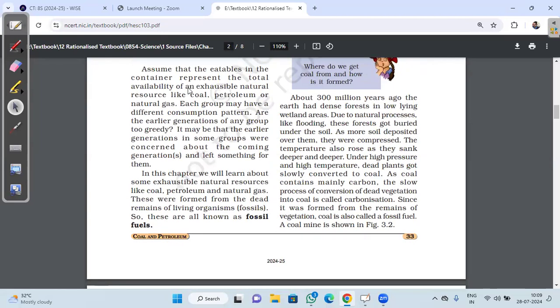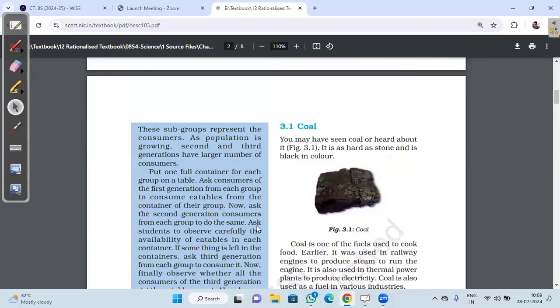We discussed fossil fuels. How many of you remember about fossil fuels? What are fossil fuels? Fossil fuels are the fuels which are obtained from the dead remains of plants and animals. So those fuels which are obtained from the remains of plants and animals are called fossil fuels. One of the fossil fuels is coal.